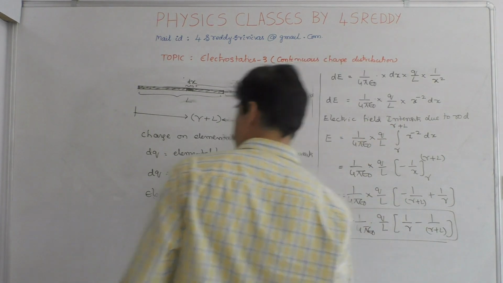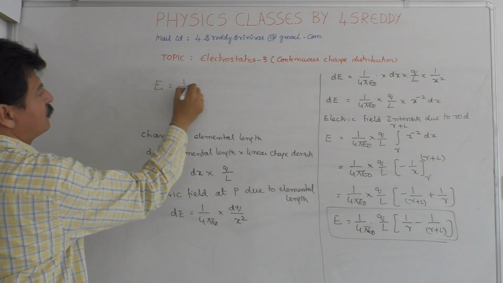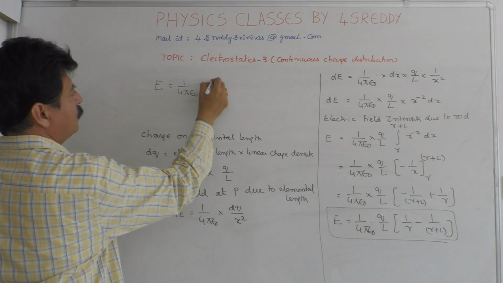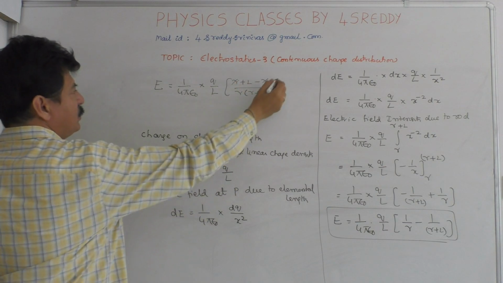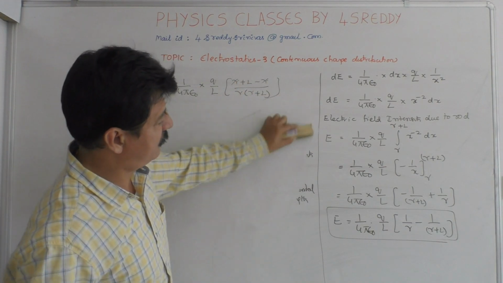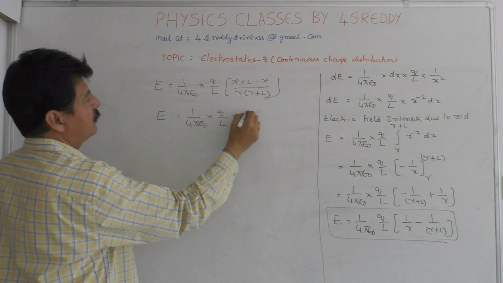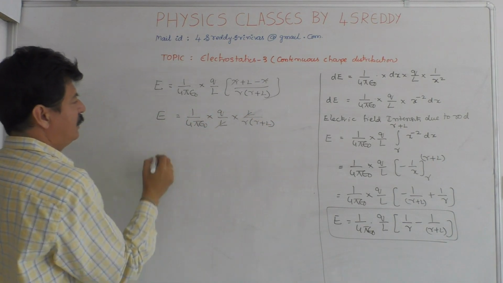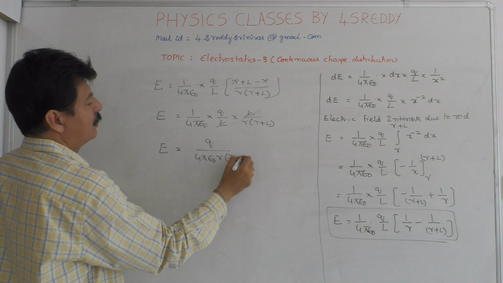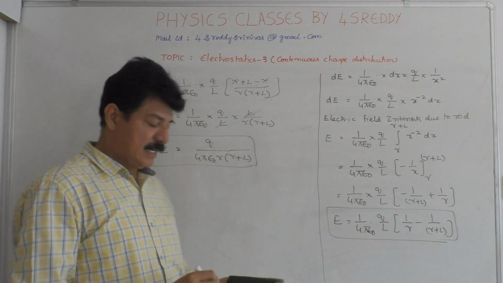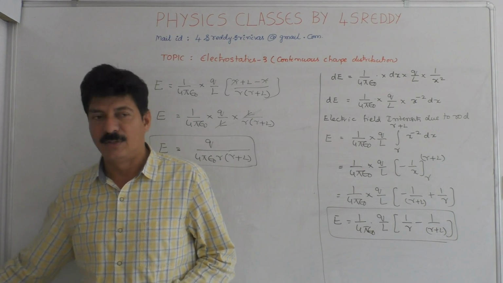This is one form. Or otherwise, by simplifying that, you can write E equals 1 by 4 pi epsilon naught into Q by L into r plus L minus r, over r into r plus L. These two get cancelled, and therefore you get E equals 1 by 4 pi epsilon naught Q by L into L over r into r plus L. Therefore E equals Q by 4 pi epsilon naught r into r plus L. This is another point.